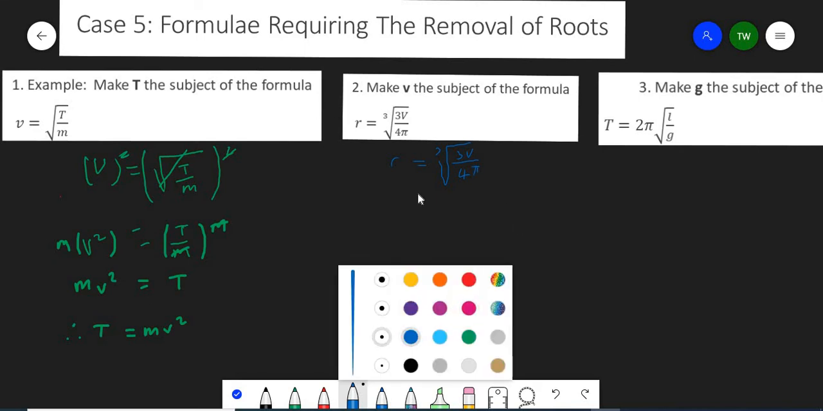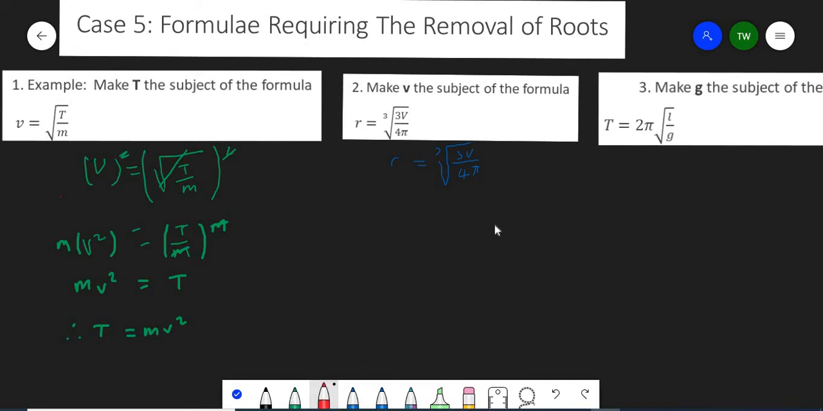Now, first thing we have to think about is how can we get rid of this cube root sign, right? We can get rid of the cube root sign by cubing both sides. So we're going to cube this side, and we're going to cube this side as well.